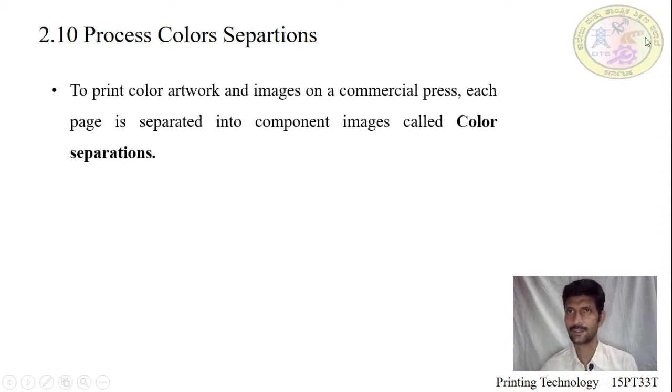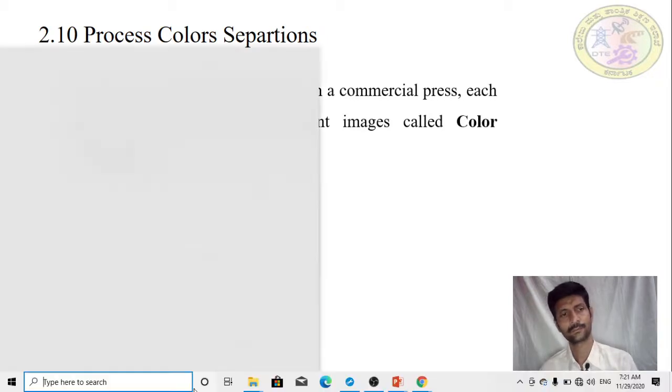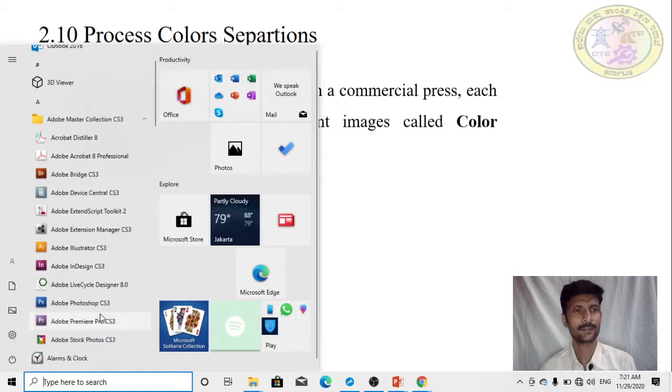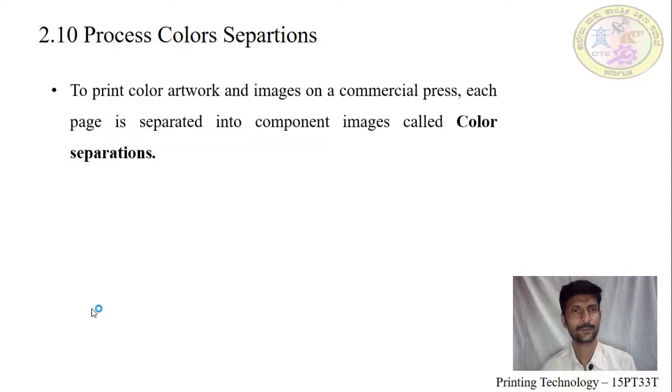A final output, for example, I'm showing this color logo. If you want to print it on paper or any other material, it is separated into 4 colors: cyan, magenta, yellow, black. Now I will show you how the images will separate into the 4 colors.